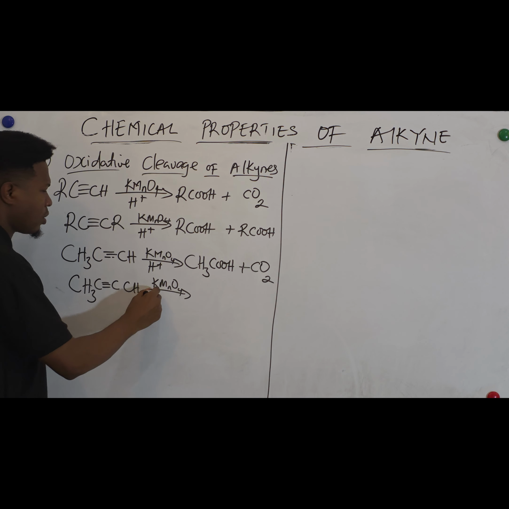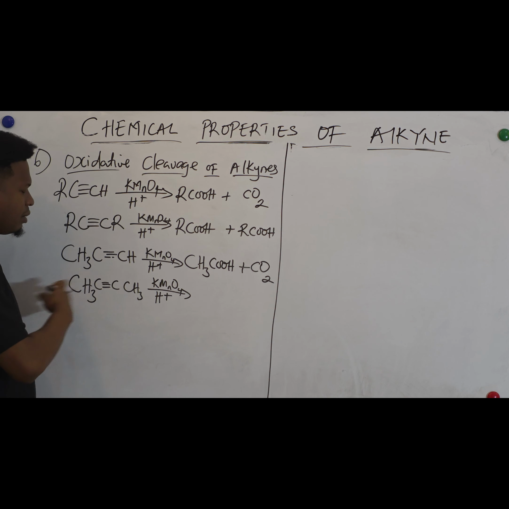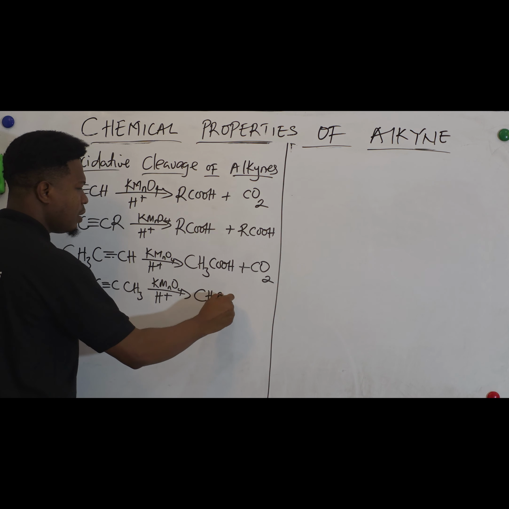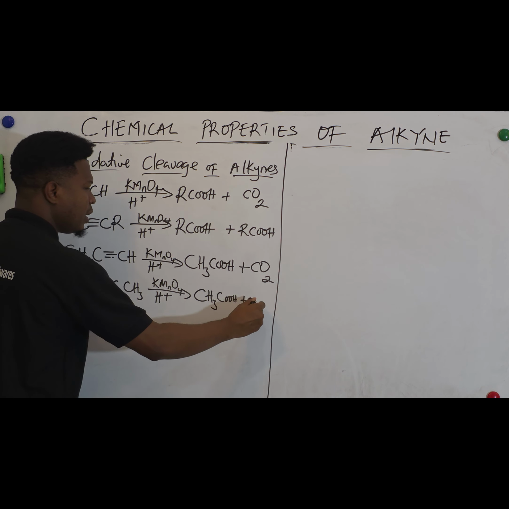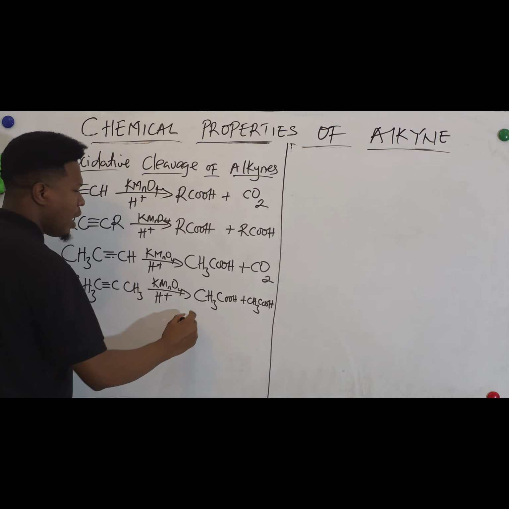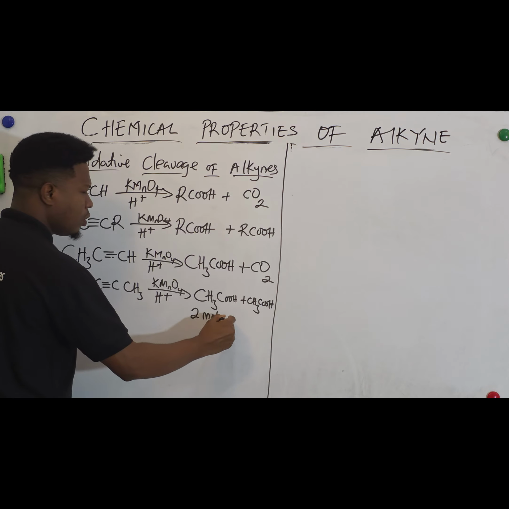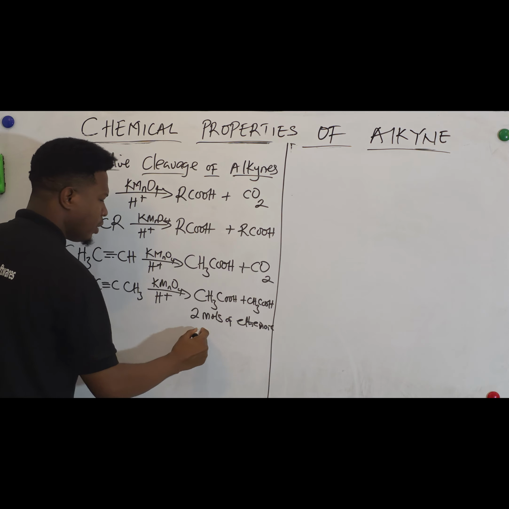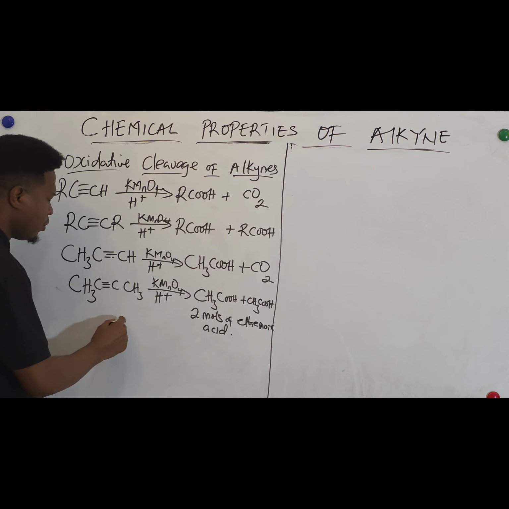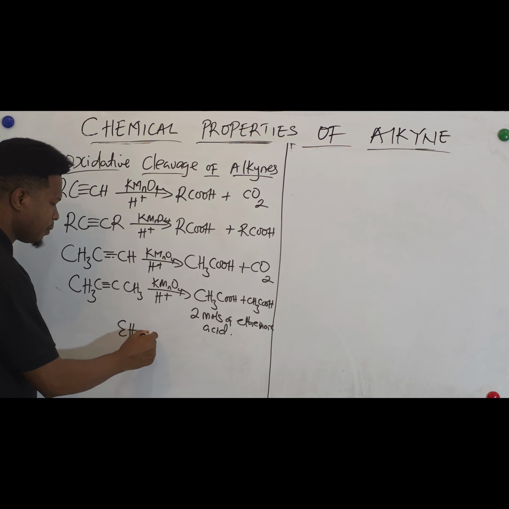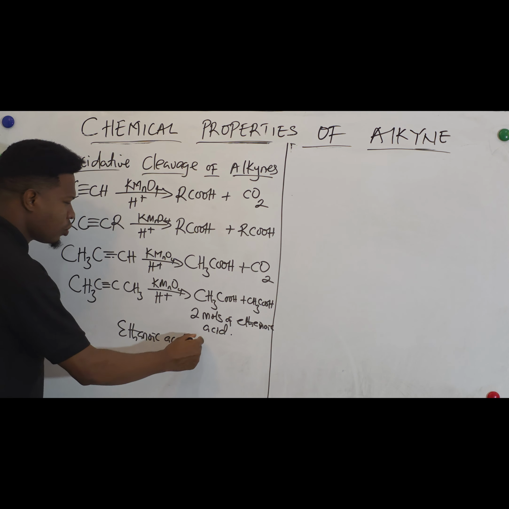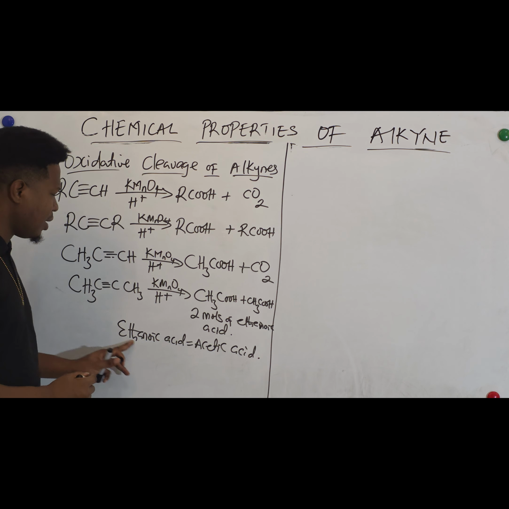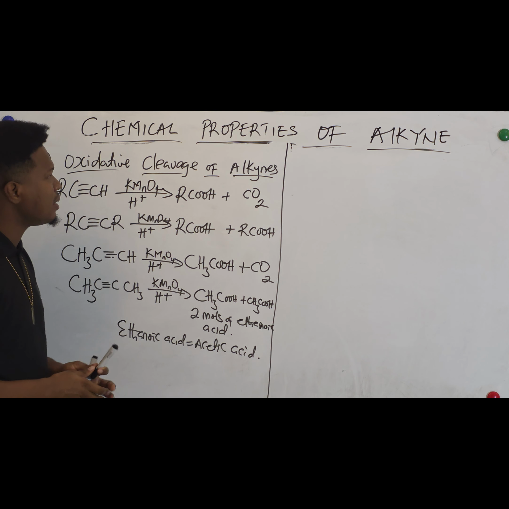But if it's a non-terminal or internal alkyne, let's say we have something like this, KMnO4 reacting with this, both sides will oxidize to alkanoic acid. So I'll have CH3COOH plus CH3COOH, two moles of ethanoic acid. Take note, ethanoic acid is also known as acetic acid, in case you see acetic acid. Ethanoic acid is the same thing as acetic acid.